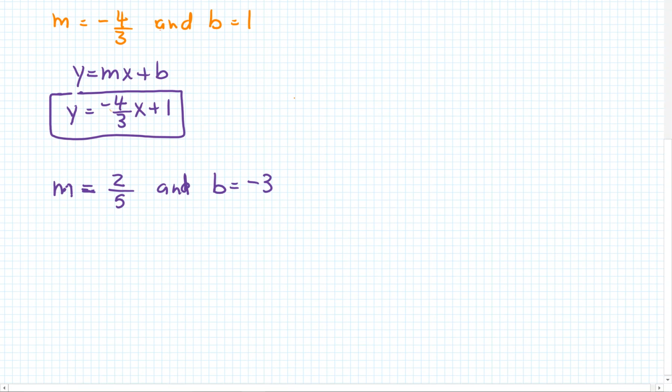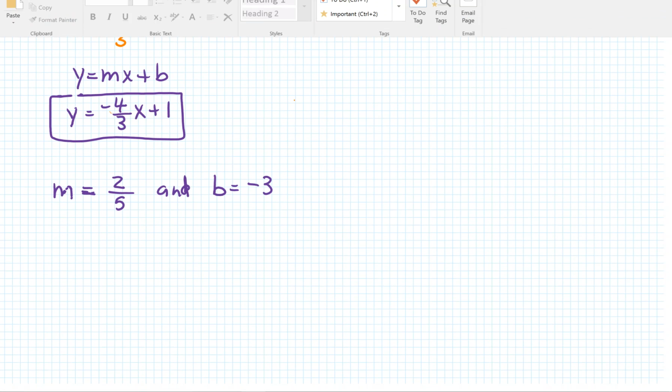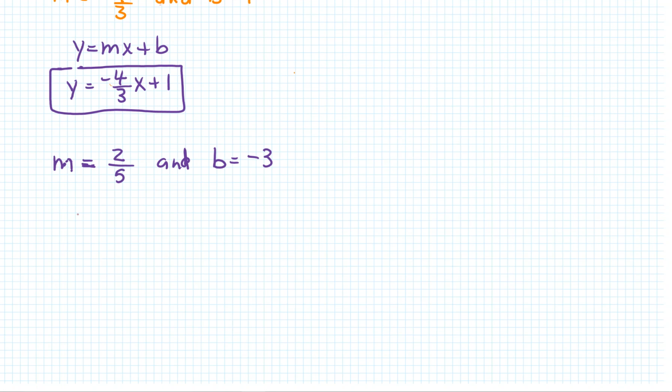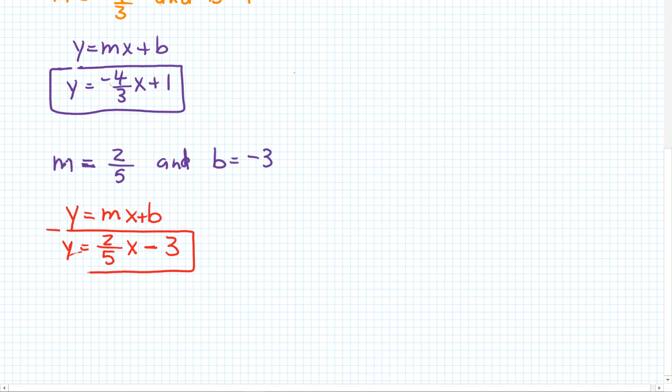All right, to find the equation of the line for this problem, we're going to use the slope again in the equation y equals mx plus b, and we just read it off. So we have y equals 2/5 x minus 3, and that will be the equation of the line right there.